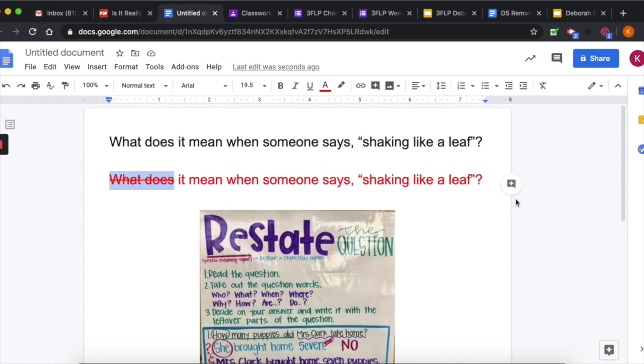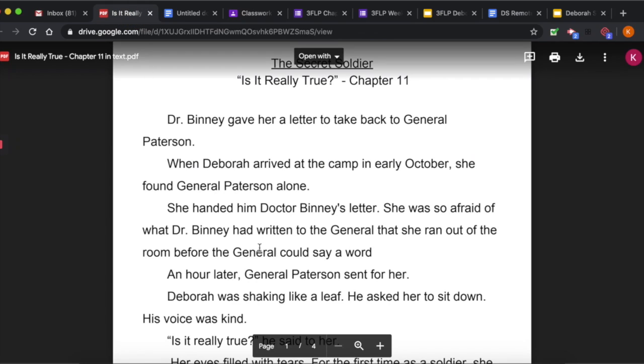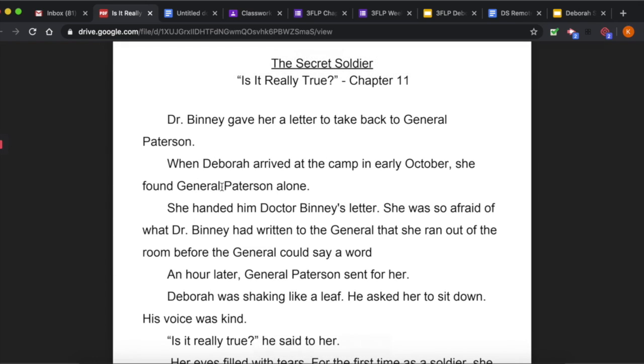So step 3 is to decide on your answer. So I'm going to go back to chapter 11, and I'm going to scan and look for shaking like a leaf. Oh, Deborah was shaking like a leaf.